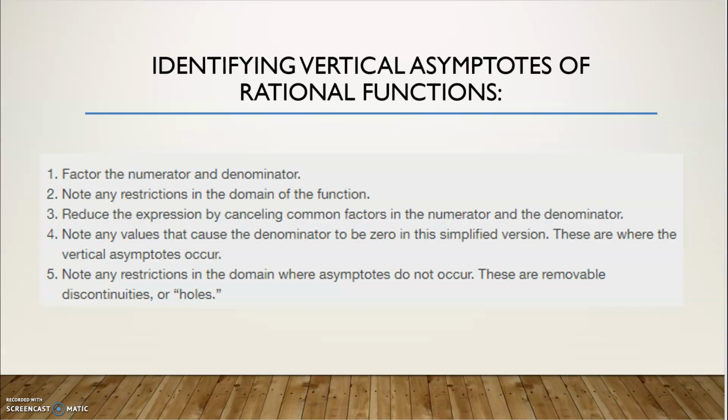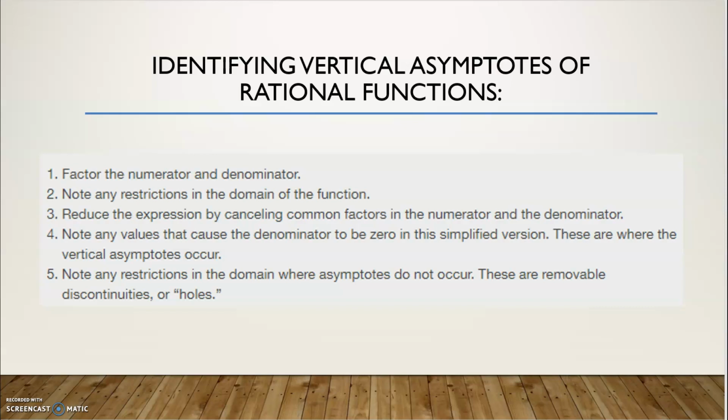Okay, so identifying vertical asymptotes of rational functions. We're going to factor the numerator and denominator. We're going to note any restrictions in the domain, reduce the expression by canceling common factors in the numerator and denominator if we can. Note any values that cause the denominator to be 0 in this simplified version. These are where the vertical asymptotes occur. After you start canceling out factors, if you have factors that you can't cancel out, hey, those are going to be asymptotes. Note any restrictions in the domain where asymptotes do not occur.